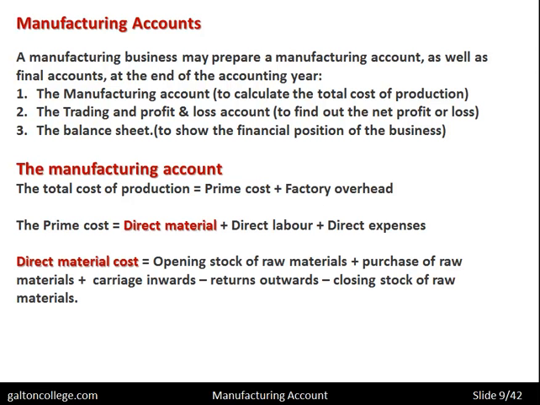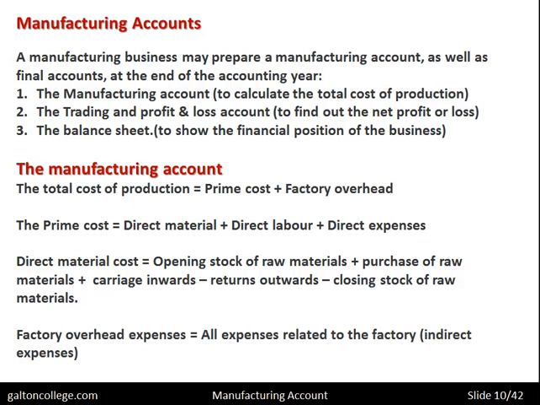The direct materials here is built up from this equation. Direct materials is equal to, and we can just run through it quickly, the opening stock of raw materials plus the purchase of raw materials plus the carriage inwards, the cost of moving the raw materials into the business, less any returns, perhaps the goods were faulty or there was a mistake in the ordering, less closing stock of raw materials. Now those are the direct materials, and we'll see how these are built up in the manufacturing account in a few moments.